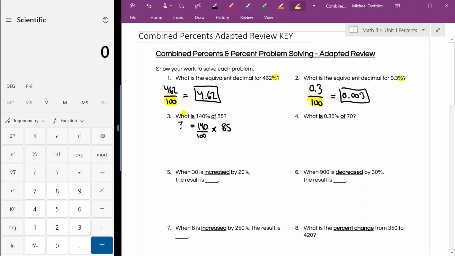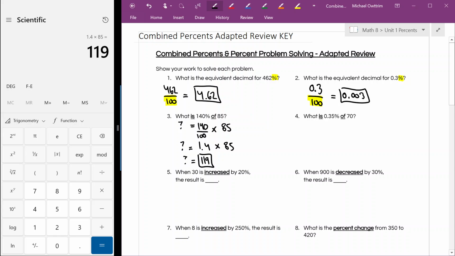We want to check that our unknown is by itself on one side of the equal sign, and in this case, the unknown is the only thing to the left of the equal sign, which means we just calculate the other side normally. So let's do our calculation. We're going to do our 140 divided by 100 to get our decimal, which is 1.4. And we need to finish up by multiplying that by 85. So I'll times that by 85, and I'll get that my unknown is 119.